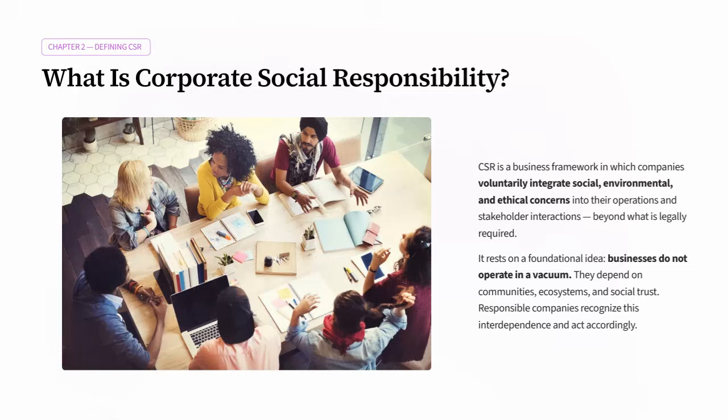Corporate social responsibility, or CSR, is more than meeting legal requirements. It's a business framework in which companies voluntarily consider social, environmental, and ethical responsibilities in both their operations and their relationships with stakeholders. The key idea is that businesses do not operate in a vacuum. They rely on communities, healthy ecosystems, and public trust to succeed. In return, responsible companies recognize that interdependence and make decisions that account for their broader impact, not just immediate financial results. CSR connects business performance with accountability to the world around it.